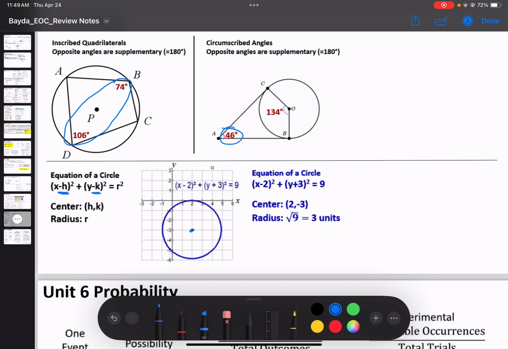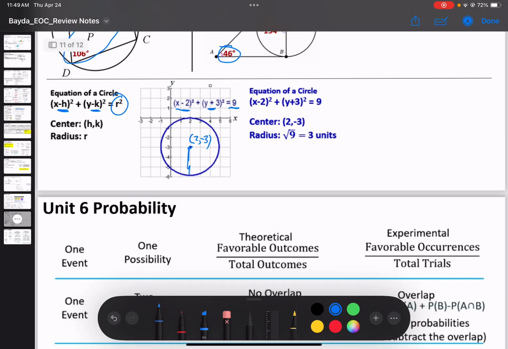Like in this example, the center is at 2, -3. So when they write the equation, they're changing the sign. So they put x minus 2 and y plus 3 squared. And then remember, you want to square the radius. So this radius was 3. 3 squared, 3 times 3 does give you 9.